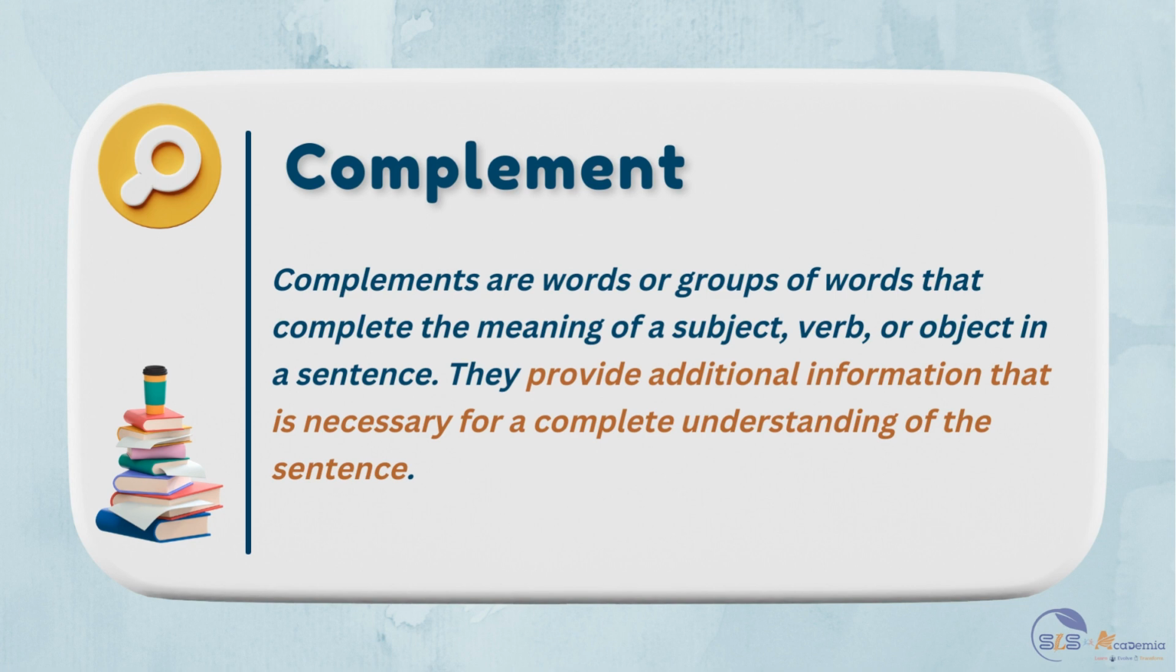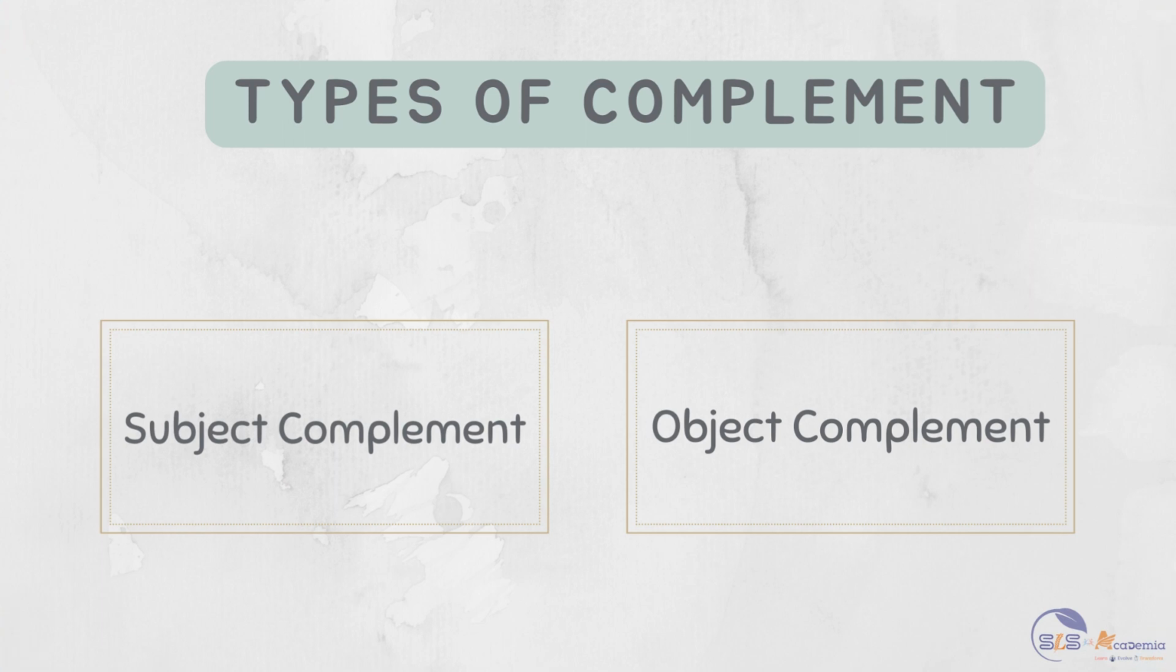Complements are words or group of words that complete the meaning of a subject, verb, or object in a sentence. They provide additional information that is necessary for a complete understanding of the sentence. Complements help make sentences more precise, descriptive, and clear. There are two main types of complements: subject complement and object complement.